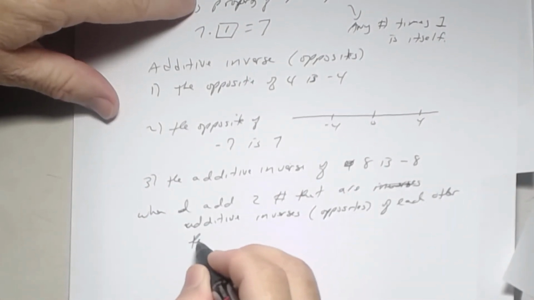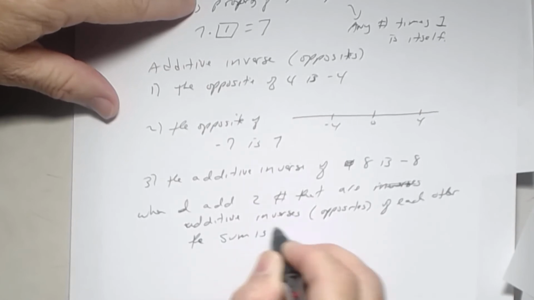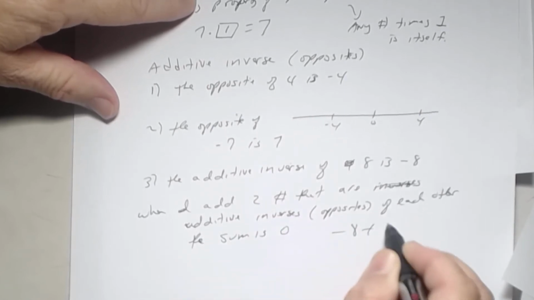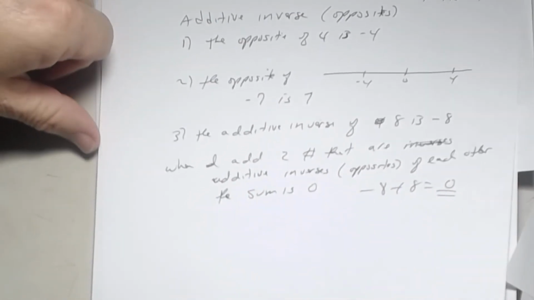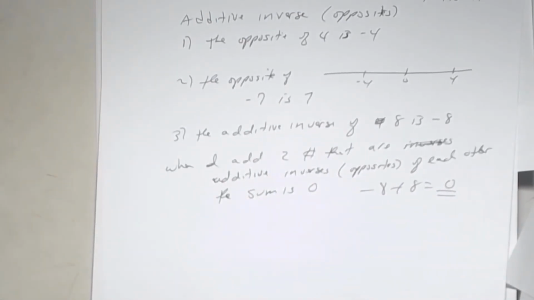The sum is 0. Kind of makes sense because -8 plus 8 is what? 0. All right, so that's additive inverse. Additive inverse, what other word do you think of? Opposites. And when you add up two numbers that are additive inverses or opposites, they add to be 0.